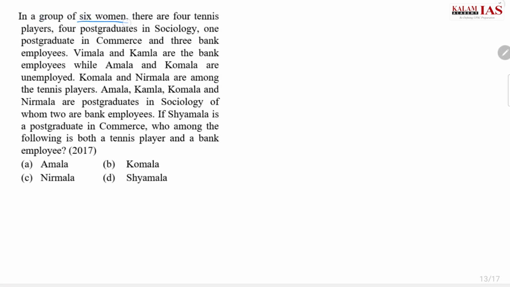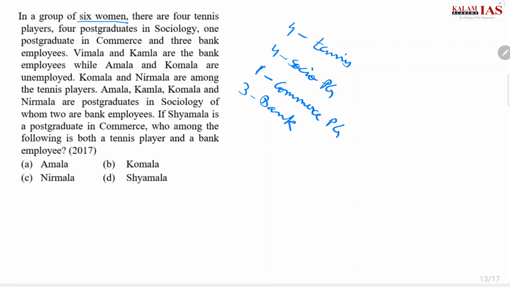In a group of 6 women, there are 4 tennis players. So there are 6 women in total. 4 are tennis players. 4 are postgraduates in sociology. 1 is a postgraduate in commerce, and 3 are bank employees. Vimla and Kamla are the bank employees.